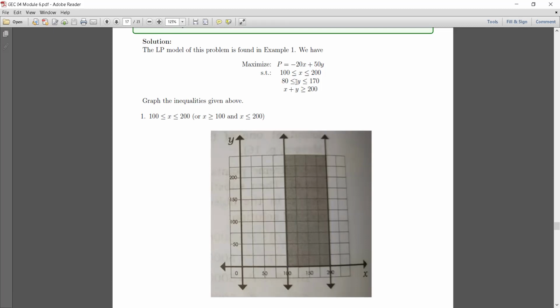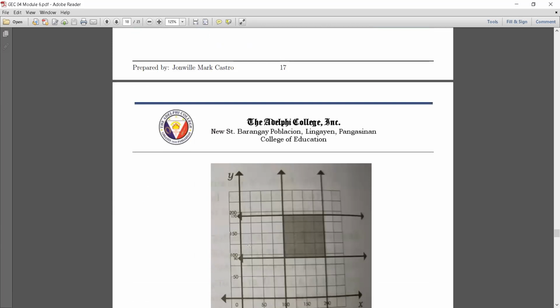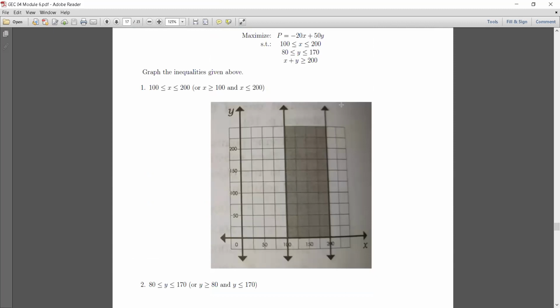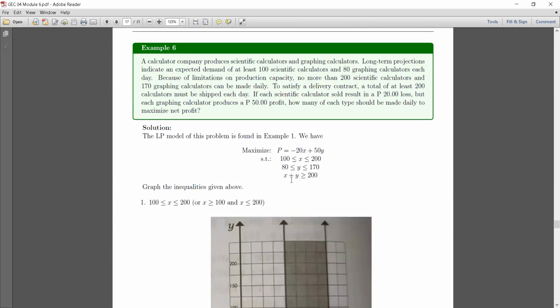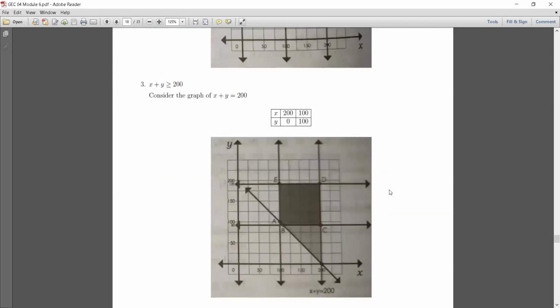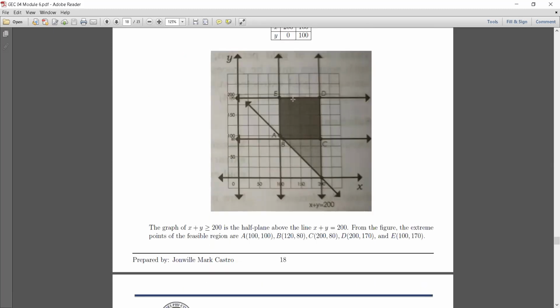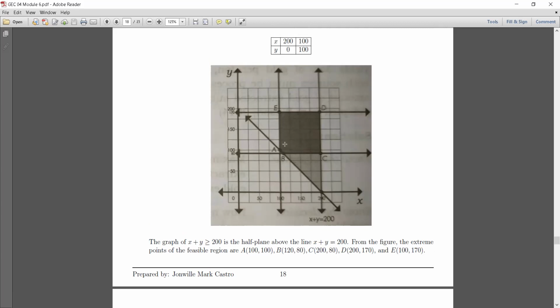Same with y. When y equals 80, we have a horizontal line at 80, and we also have a horizontal line at y equals 170. And we take the middle of them. And our last inequality is x plus y is greater than or equal to 200. So, this is that line. Since it is greater than, again we take a test point. We can see that our feasible region is this dark part. Okay. In our figure, our feasible region has 1, 2, 3, 4, 5 points.